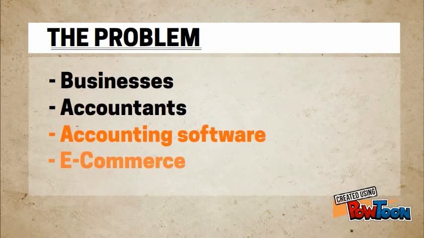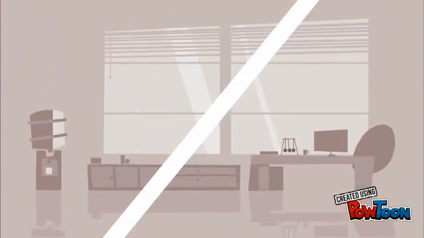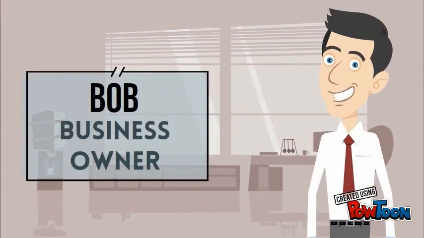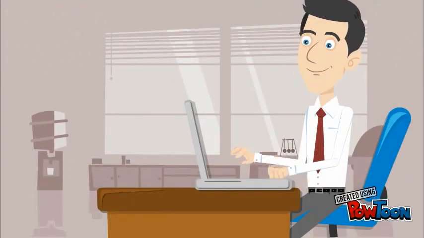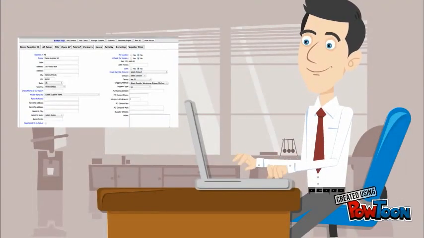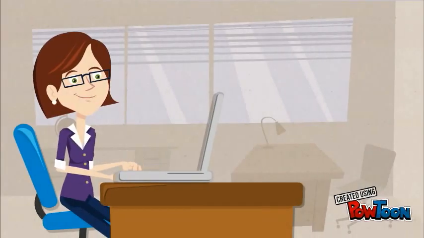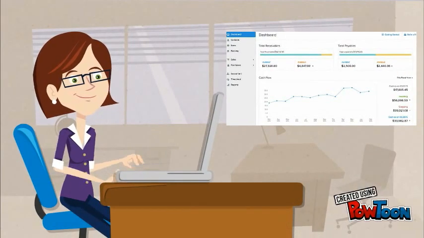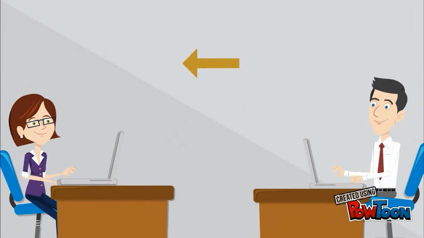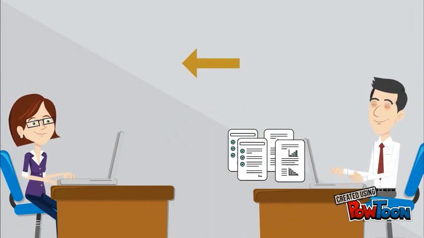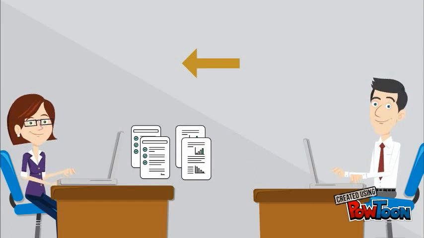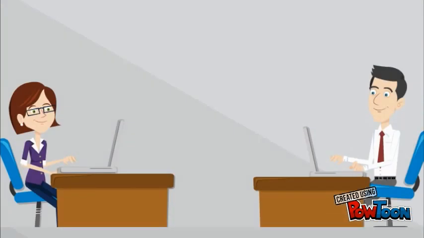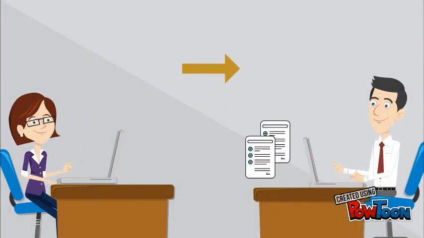and e-commerce solutions. Meet Bob, a small business owner. And here is Jane, Bob's accountant. In his office, Bob uses his choice of invoicing and CRM software, while Jane uses her choice of bookkeeping software at her office. Bob sends Jane his invoices, bills, bank statements and other business documents that he entered in his software, and Jane then re-enters them in her accounting system. Bob does the same with the documents Jane sends him.